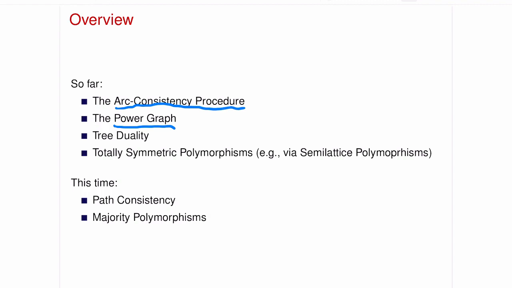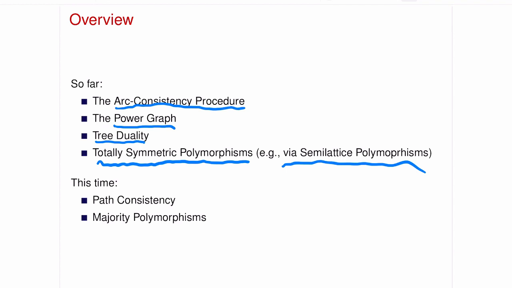We have seen that this can also be characterized in terms of so-called tree dualities, and most importantly, maybe the existence of totally symmetric polymorphisms of all arities. This is in many situations easy to check via the existence of a semi-lattice polymorphism. So that's all what we've seen in previous lectures.